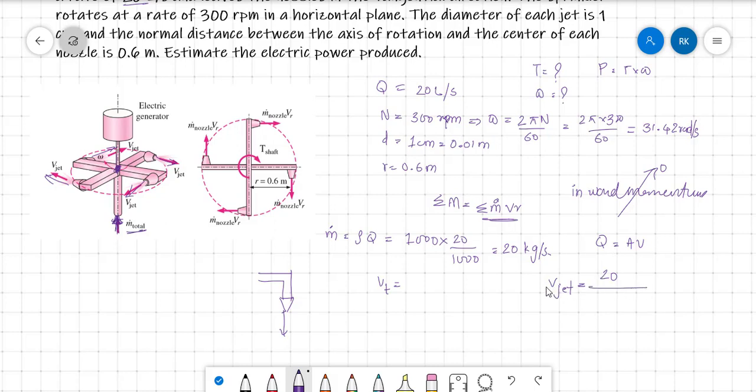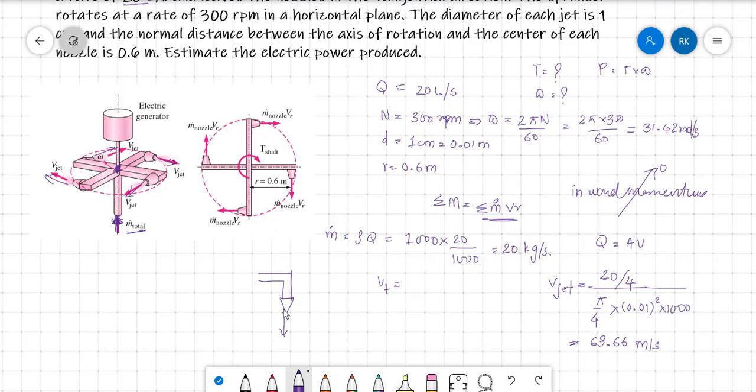divided by, so discharge through one nozzle is, how many nozzles are there? 4 nozzles are there. So discharge will be distributed, and 20 by 4 will be the discharge through one nozzle, divided by area, pi by 4 into d square. D square is 0.01 square. So this is in liters, so to convert into meter cube, that will be divided by 1000. So velocity of jet is 63.66 meter per second.